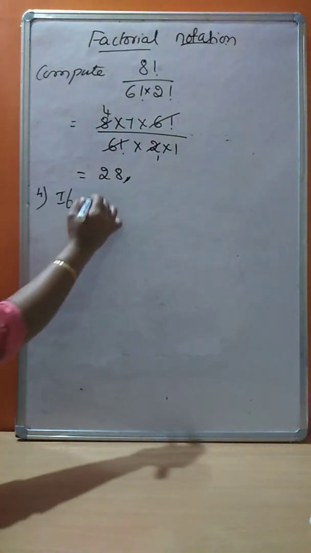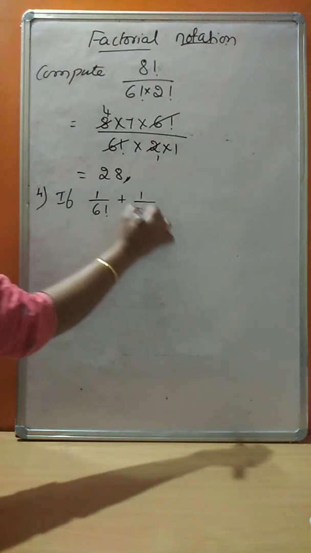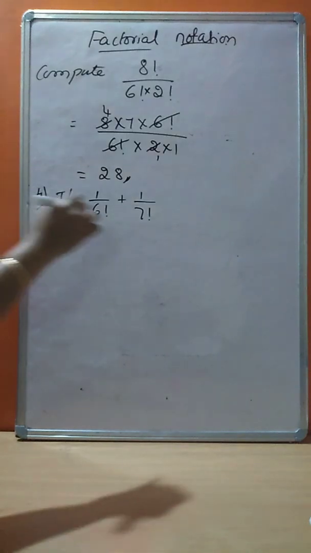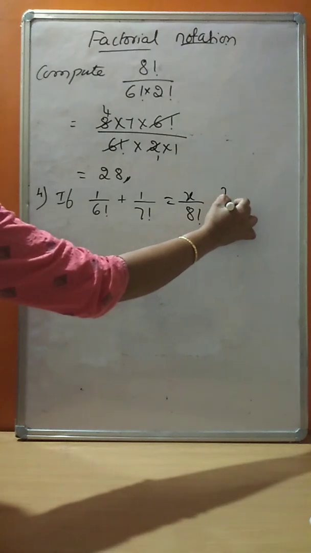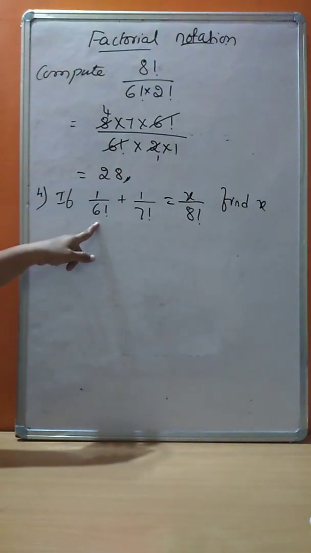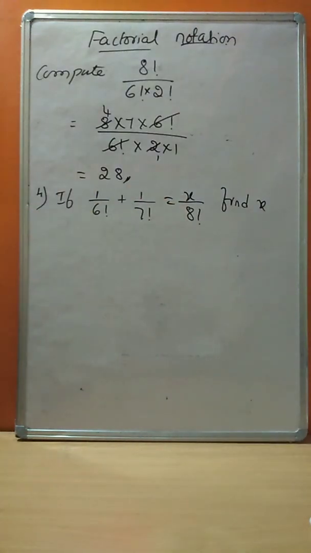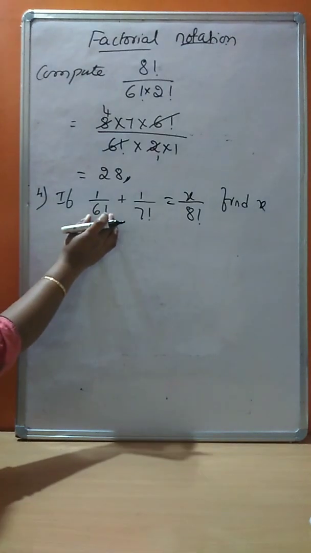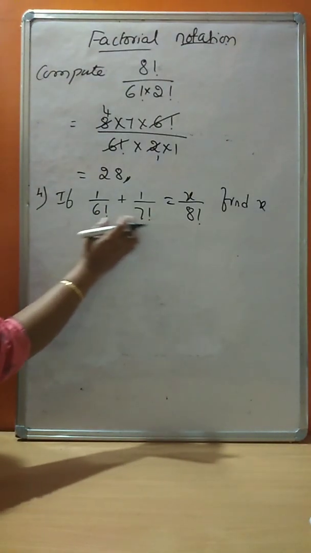Next, fourth problem. If 1 by 6 factorial plus 1 by 7 factorial is equal to x by 8 factorial, find x. So he has given 1 by 6 factorial plus 1 by 7 factorial is equal to x by 8 factorial. First we have to go for simplification. Here is 6 factorial, here is 7 factorial. So I'm comparing these two.